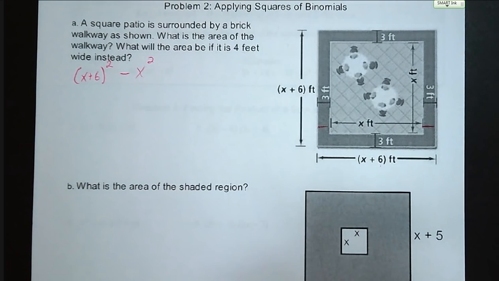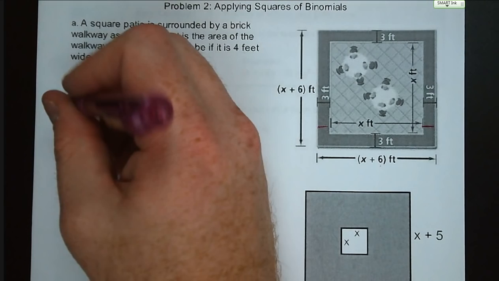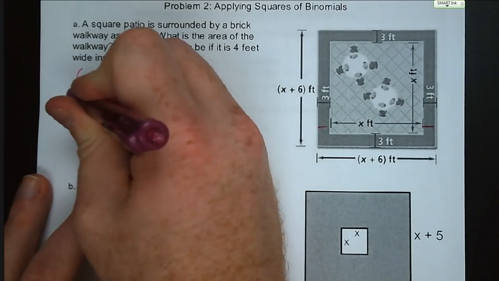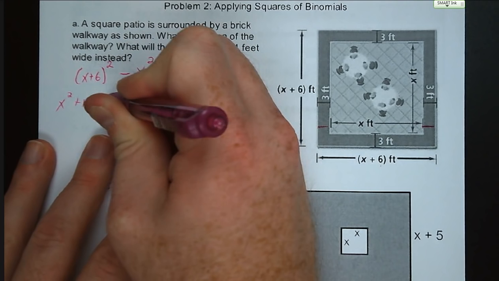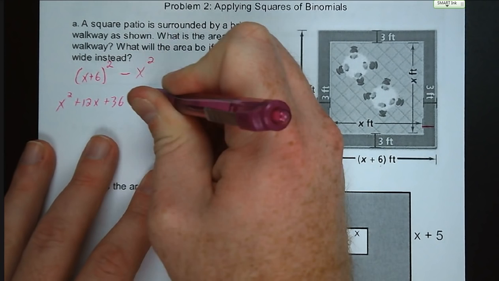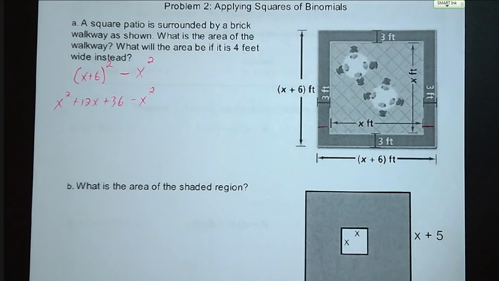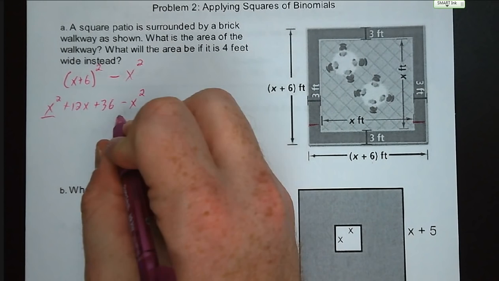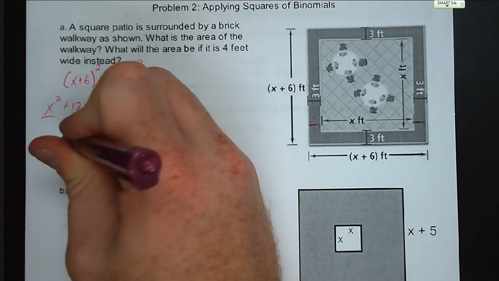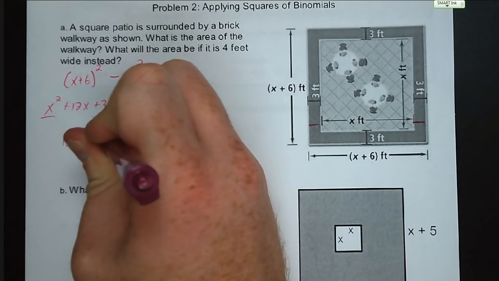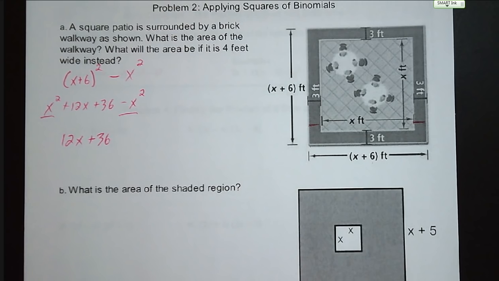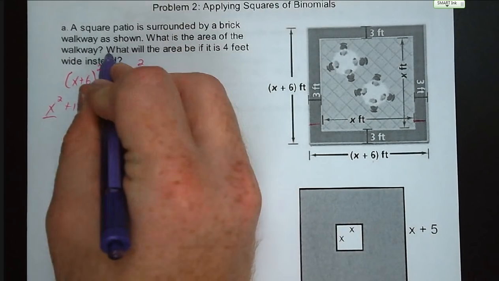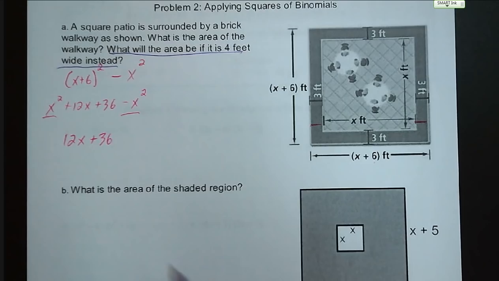So when we do our distribution, we have x squared plus 12x plus 36 minus x squared. When we do that, combine our like terms, x squared minus x squared, we have 12x plus 36. That's our expression.